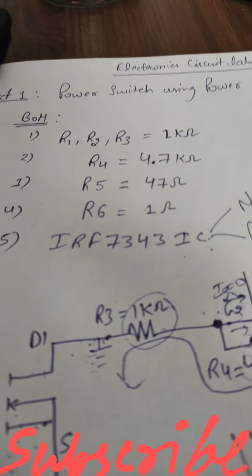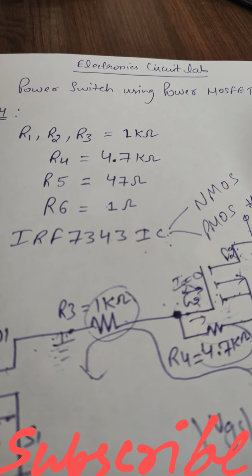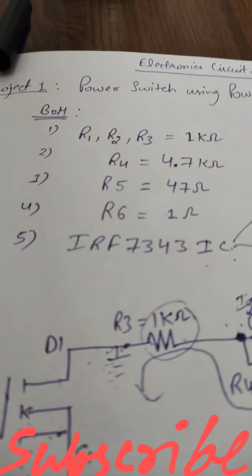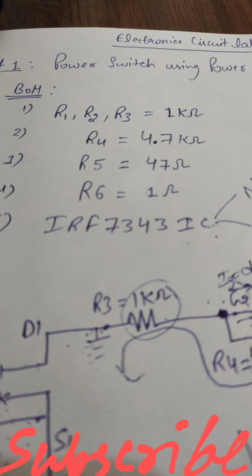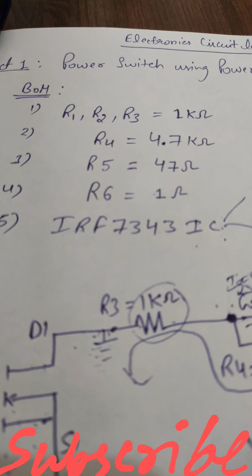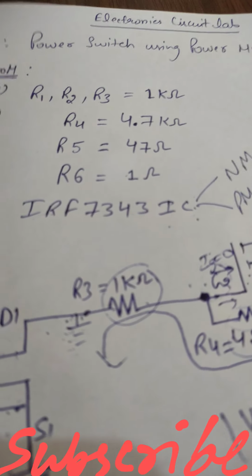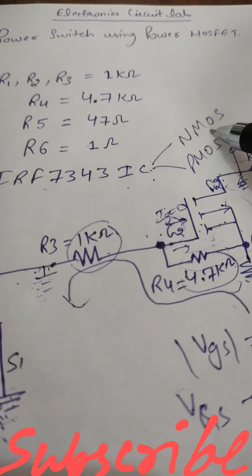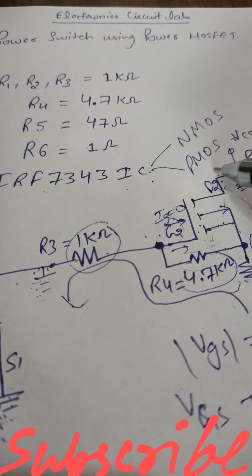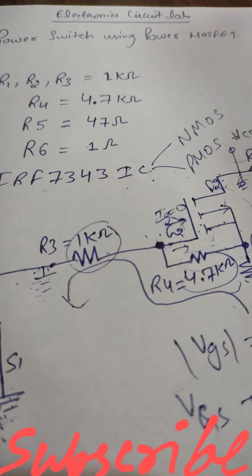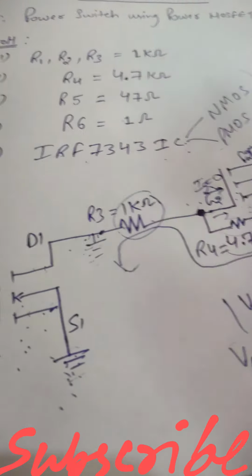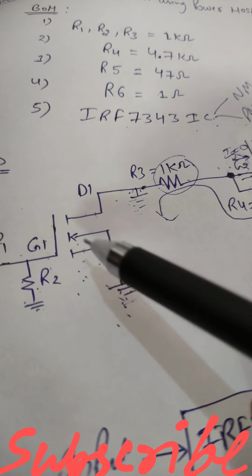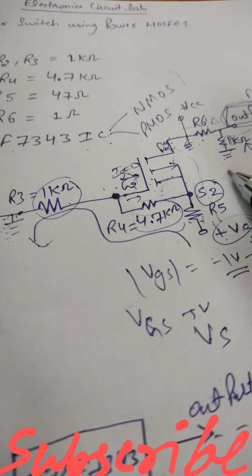Today I am going to tell you how to make a power switch using a power MOSFET. This is our project number 1. You can see the bill of material for the circuit, and I'm going to use an IRF7343 IC, which is an NMOS and PMOS IC. Both NMOS and PMOS are built into this IC. This is the symbol of NMOS, this is the symbol of PMOS. This is the circuit diagram.